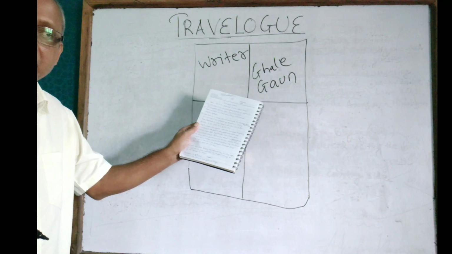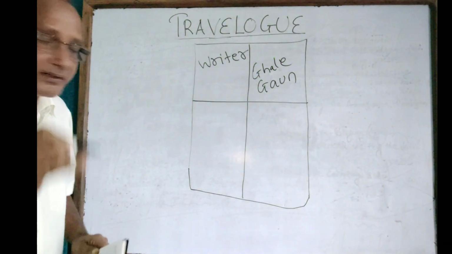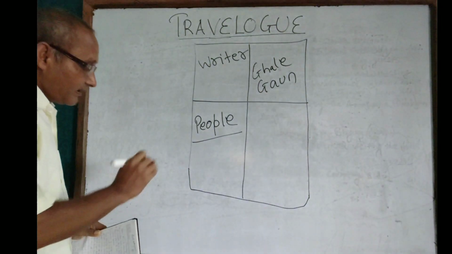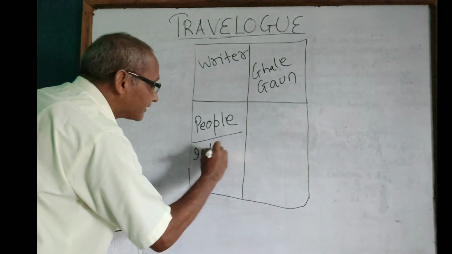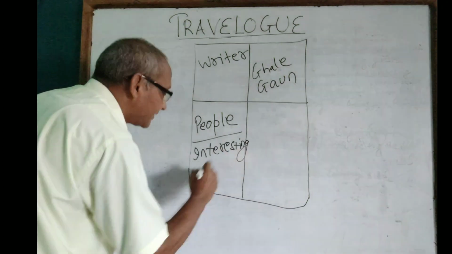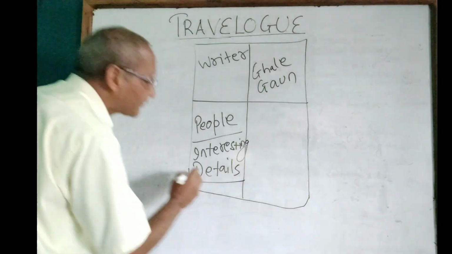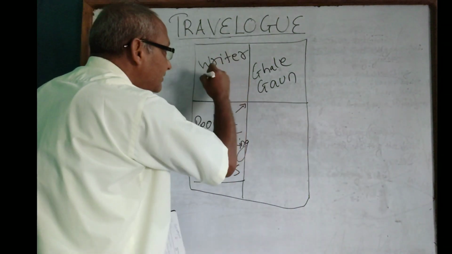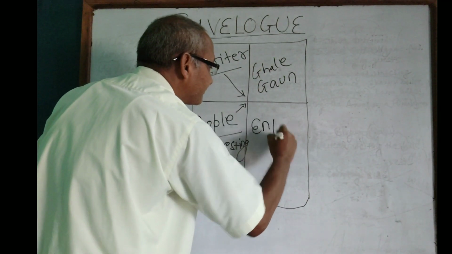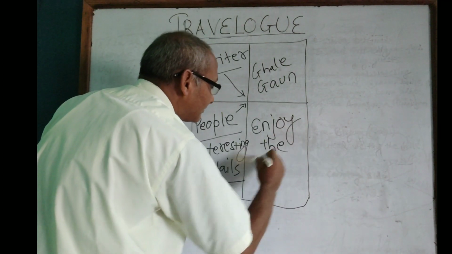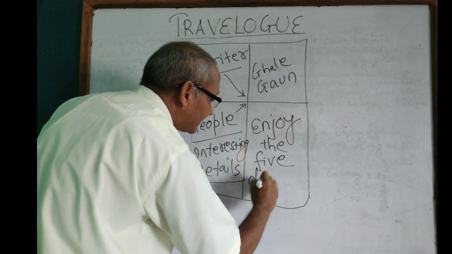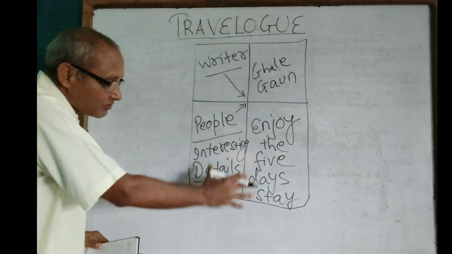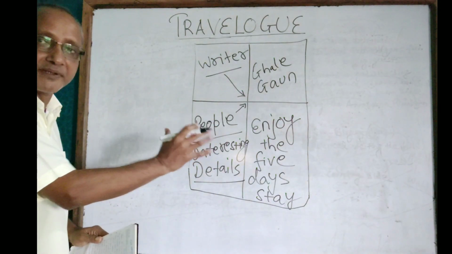As she reaches there, how are the writer and her parents welcomed by the people of Ghalegaon? We are talking about the people there. And what are the other interesting details we get of Ghalegaon? Finally, how does this writer enjoy the 5 days stay in Ghalegaon? The entire story is of this subject matter.